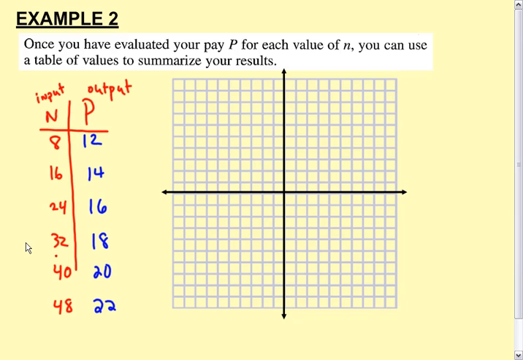Okay, guys, now look, input is always on the horizontal axis, okay? And we need to start at 8 and go all the way up to 48. So I'm going to let this be 50, okay? I'm going to let each one of these, each time we move one box, count for 5. So this is 10, 20, 30, 40, and that's 50. And then our pay goes from 0 up to 22.